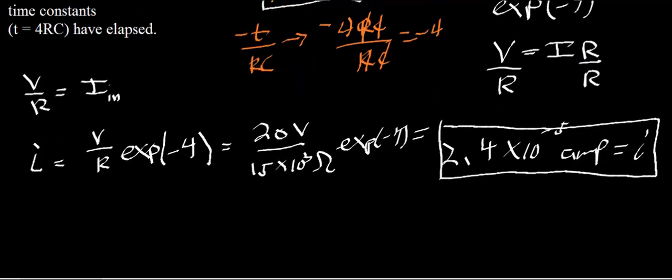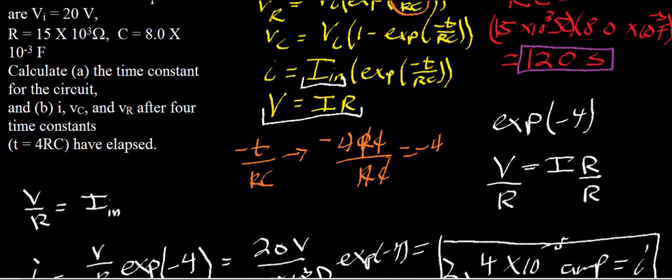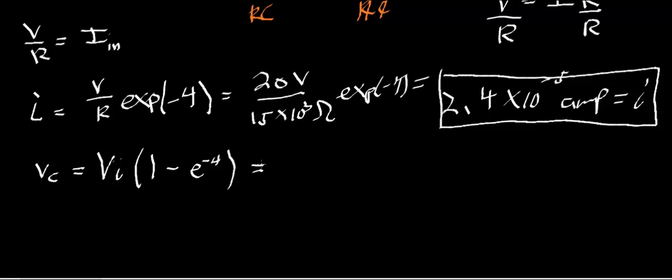Now let's actually find the instantaneous voltage about the capacitor. What we're going to do is play a similar game, except we're going to use the initial voltage. So the instantaneous voltage about the capacitor is going to be equal to the input voltage of the battery times the quantity 1 minus e to the -4th. So we start plugging in numbers. What's our initial voltage? Well, our initial voltage is just 20 volts, and then we just multiply that times 1 minus e to the -4th.